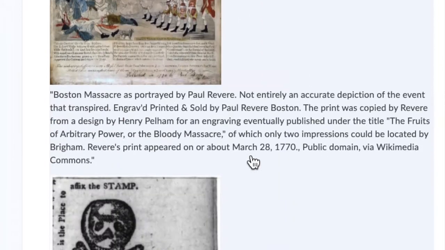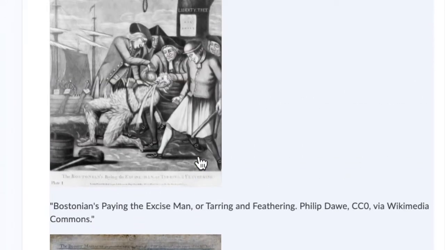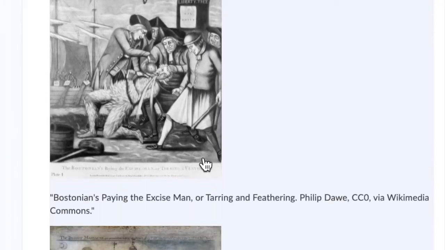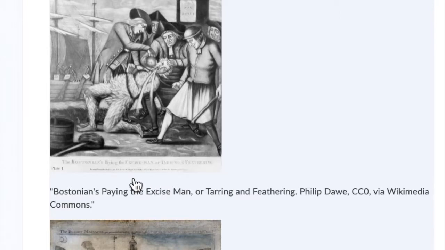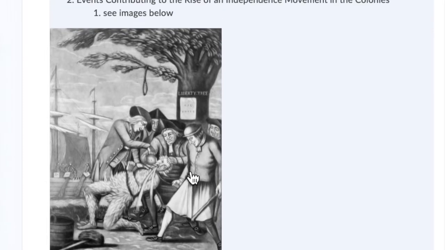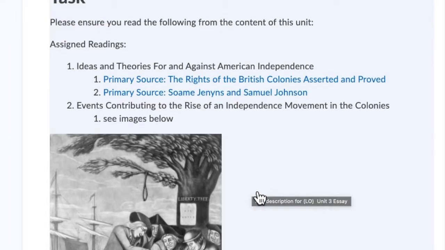And so obviously this last one is the Stamp Act, and then you have the Boston Massacre here, and then you have a document that you'll have to interpret, Bostonians paying the excise man, and you'll have to figure out what law they were protesting here. And so when you're talking about the events represented by these images, you're going to have to focus a great deal on the information in these documents.